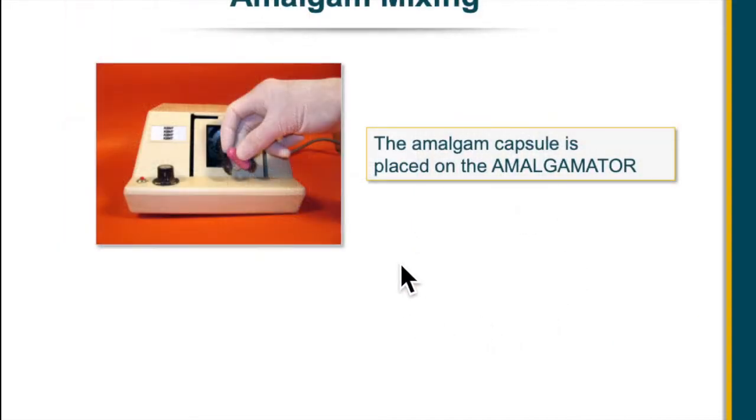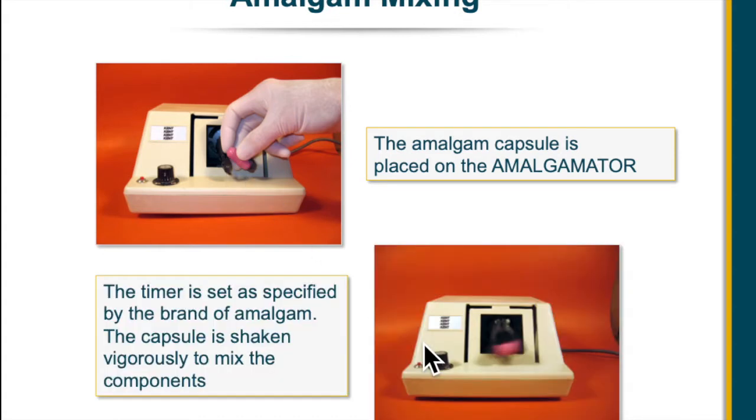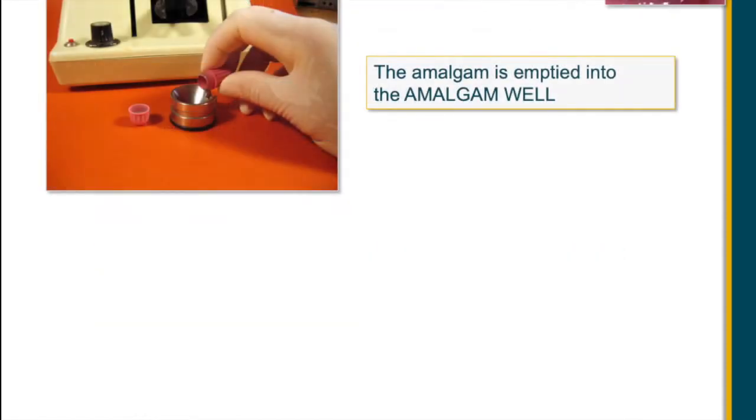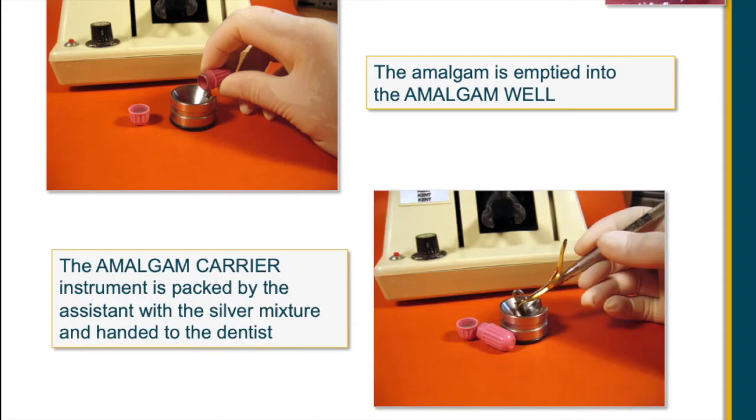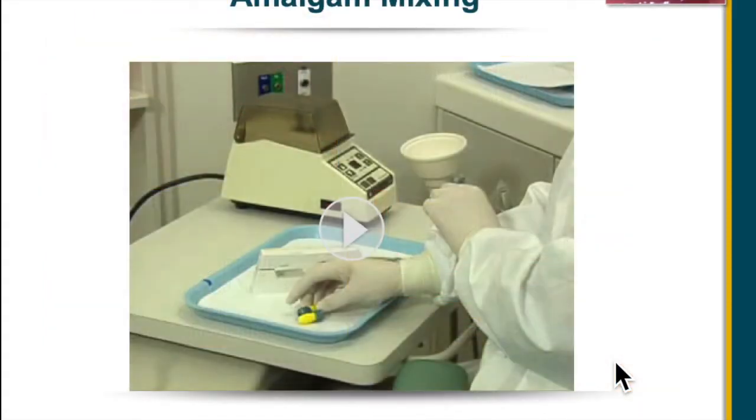So it goes in this special machine that I mentioned earlier, and it shakes back and forth really fast. It makes a lot of noise, and it mixes all those metals together. And sometimes it's 20 seconds or 30 seconds, it just depends on the product. So then the amalgam is dumped into the well, as we mentioned earlier, and then you have this little amalgam carrier, which you smash the amalgam into. So here's a quick video about that.